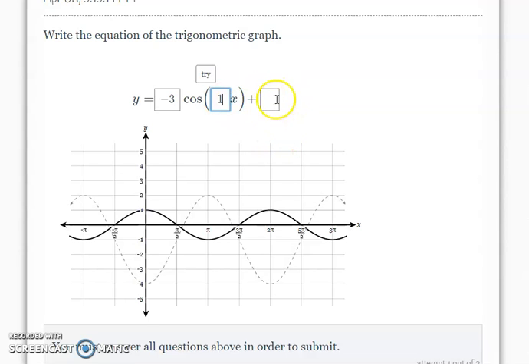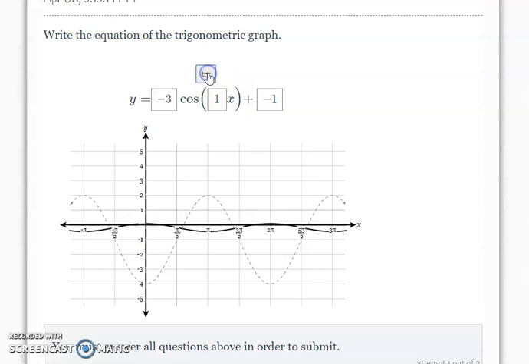And then for our vertical shift, we can see that for a normal -3 in the amplitude, we would start off at -3. But since we're starting at -4, that means this whole graph has been shifted down 1. So I can put in -1. And there we go.